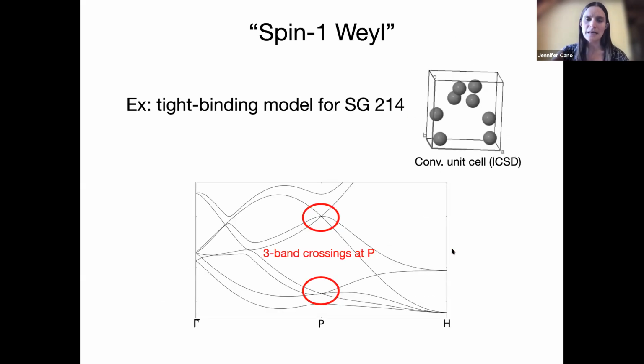So we built some tight binding model, which is meant to realize this. It's just some fictitious thing, not based on any real material. And we see that if we look at the P point, we just get a 3-fold crossing. So these are the things that we're interested in.